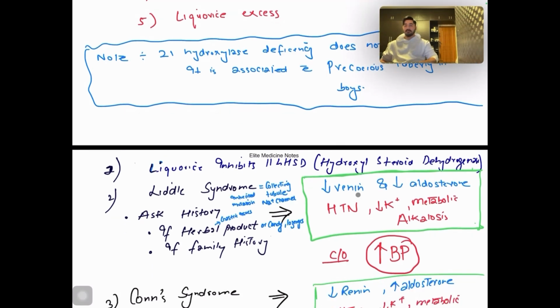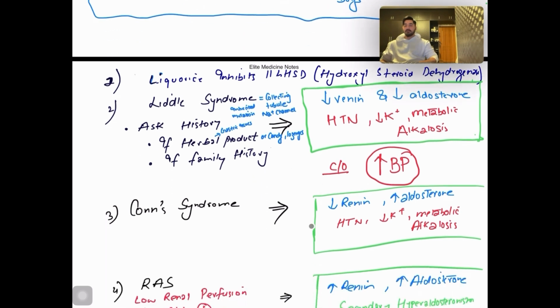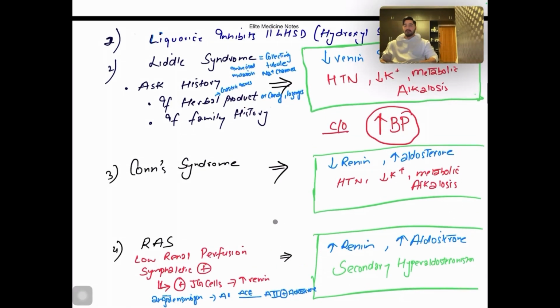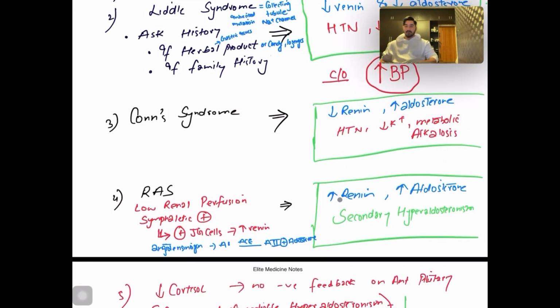In Liddle syndrome there is decreased renin, decreased aldosterone. All of the features are like those of primary hyperaldosteronism. The main complaint is increased blood pressure. And in Conn syndrome, we see decreased renin, increased aldosterone, hypertension, hypokalemia, metabolic alkalosis. In renal artery stenosis, which I told you about before as secondary hyperaldosteronism, the renin level will be increased. So we can easily differentiate renal artery stenosis from these syndromes, Conn syndrome, Liddle syndrome, or licorice excess, by checking the renin aldosterone ratio.